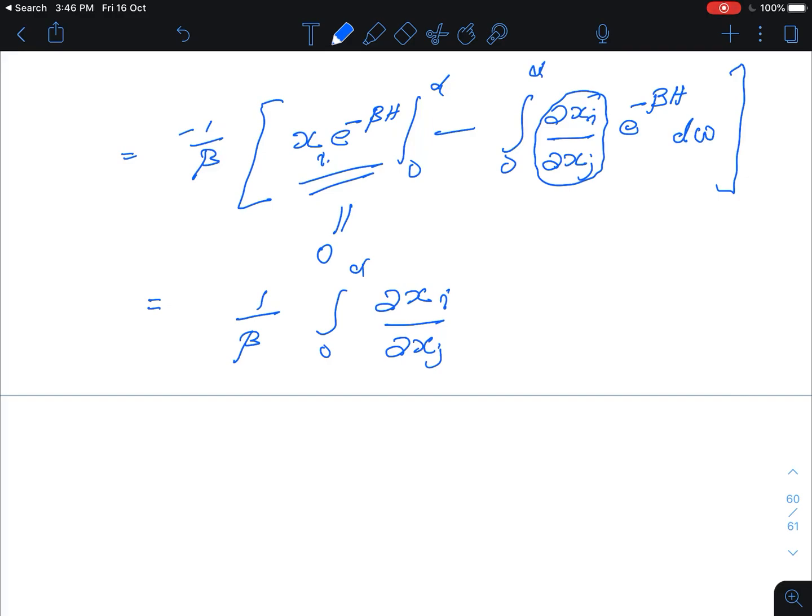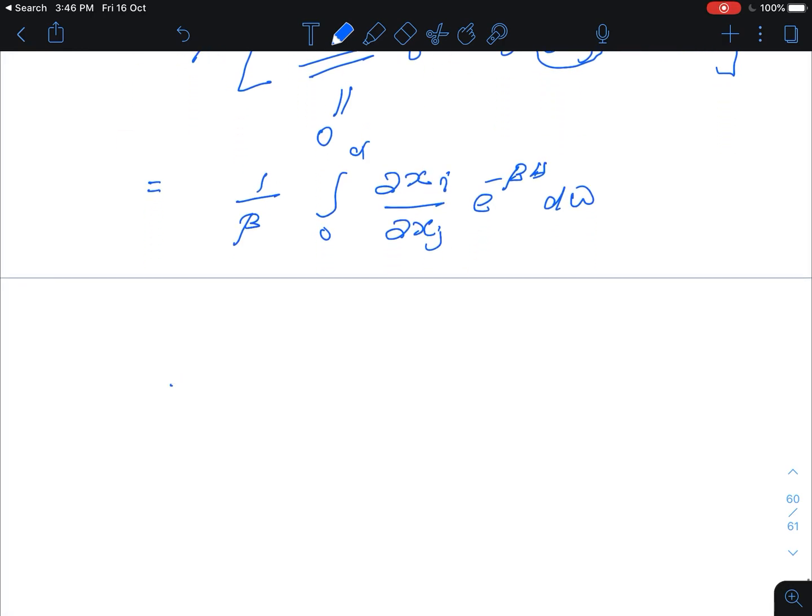xi or i is equal to j ആവുമ്പോൾ മാത്രം ഇതെന്താവും 1 ആവും, അല്ലാത്തപ്പോഴൊക്കെ 0 ആകും. Now you have the bh d omega. Clear? Now that is delta ij by beta integral e raised to minus beta h is simply e raised to minus beta h.